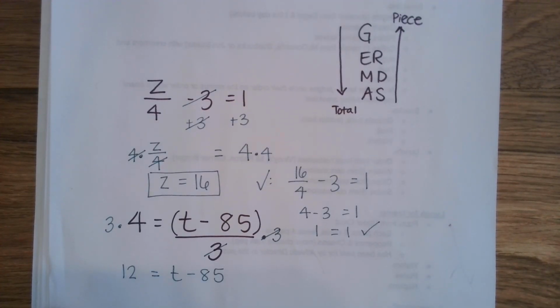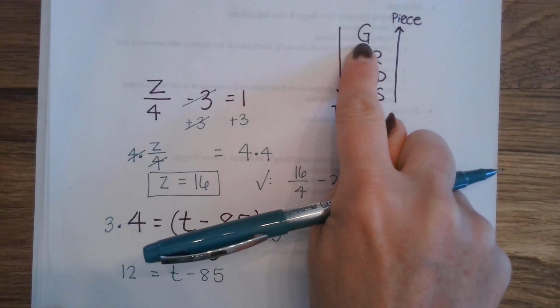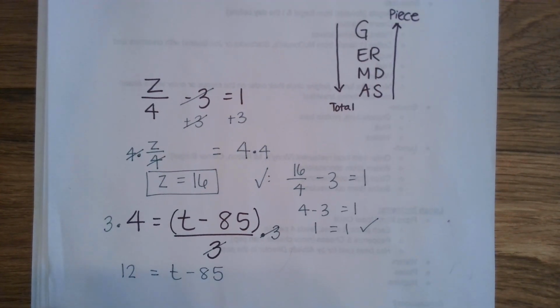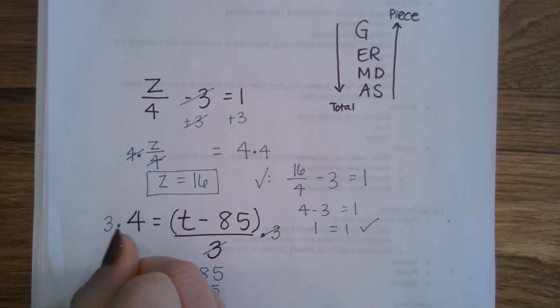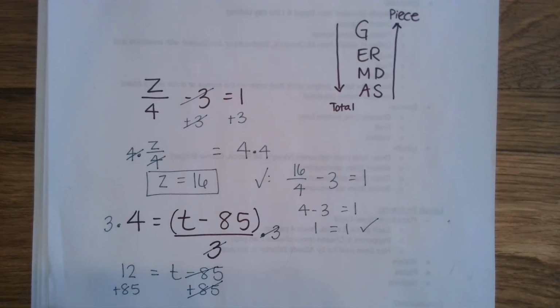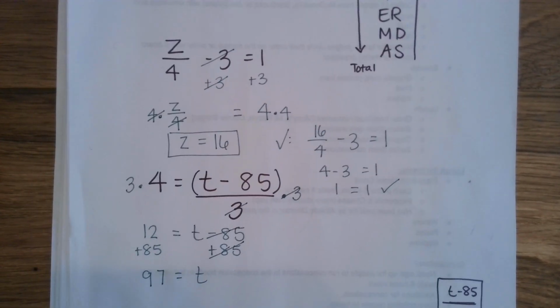And now we can take care of the grouping because there's no other operations to handle before we get to the grouping. So to move the negative 85 away from the t, we're going to add 85. What we do to one side, we do to the other. That will get rid of that, leaving us with t. And then we would solve this, 97. So t is 97. So I hope that helps, but just remember, when solving for a piece of an equation, you will work order of operations backwards.